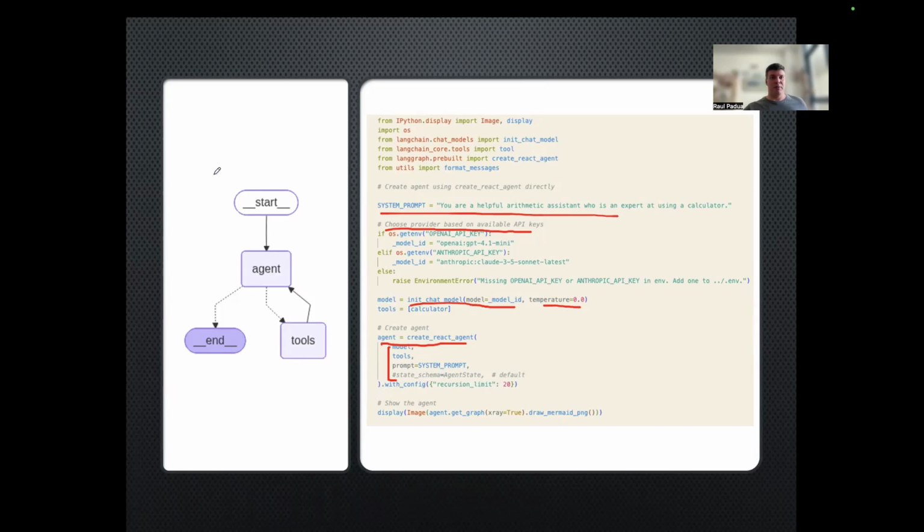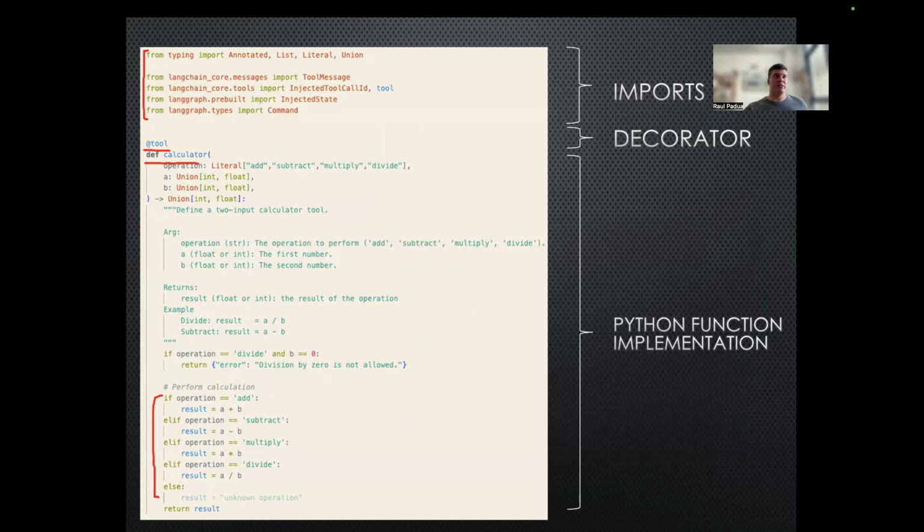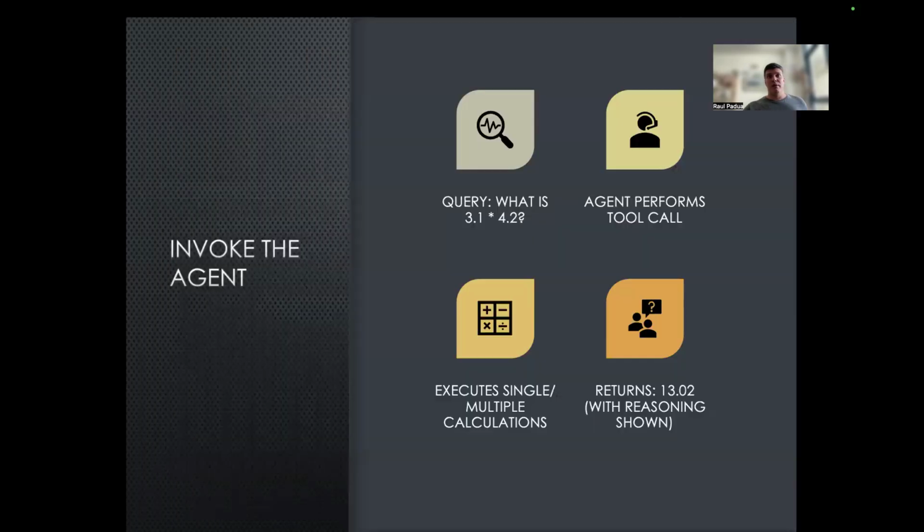In this displayed on the left-hand side of the screen, you have the agent system that we just implemented using this previous tool in the screen right now. Here we see the agent in action with a query. What is 3.1 times 4.2? So the agent performs the tool call, executes the calculation, and returns the result, which is in this case 13.02, with the reasoning shown according to the LangGraph abstraction.